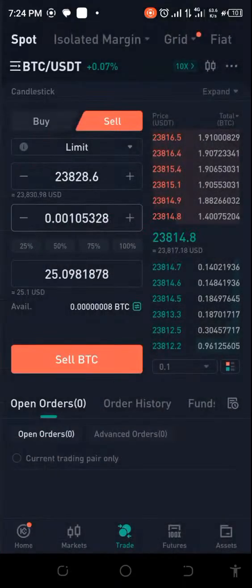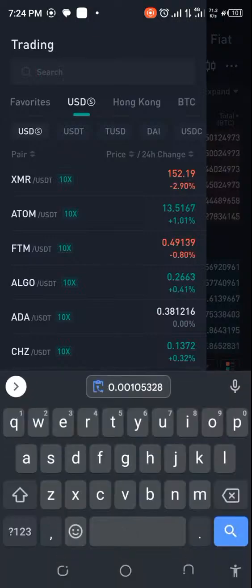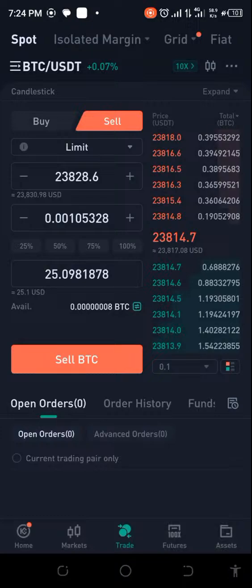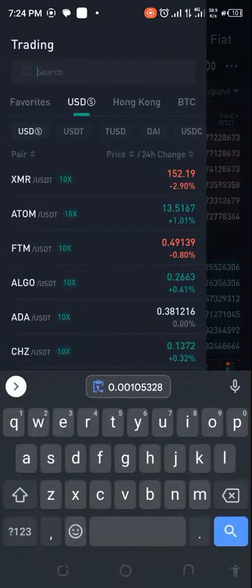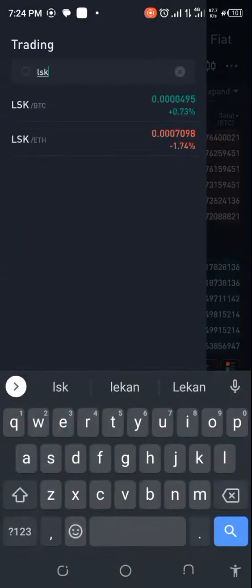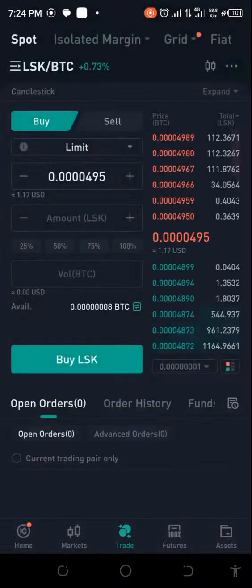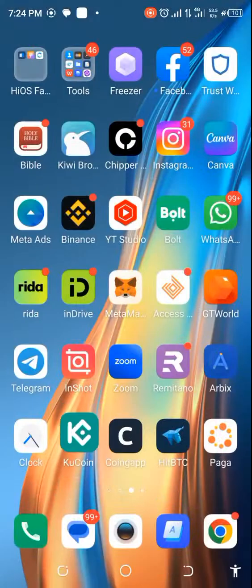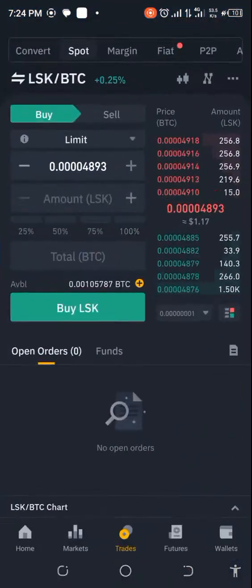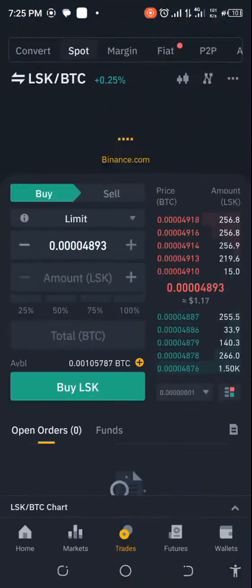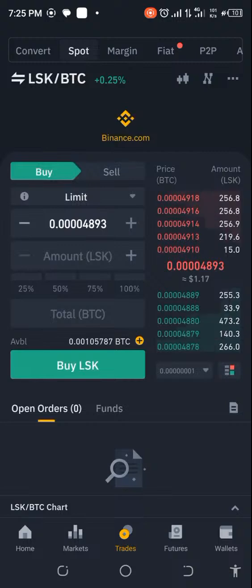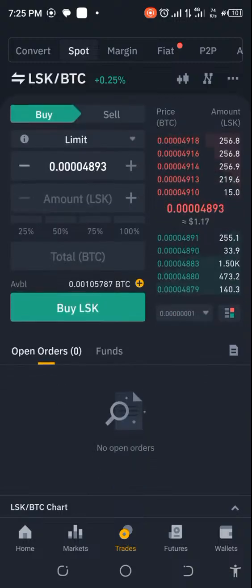So let me go back and see whether I could leave it in the queue and still get something good for it. Okay, let's go ahead. We're talking about LSK BTC. All right, no, that's not ETH. We don't want ETH, we want BTC. So it's still here at 495. Let's go back in here, and we are going to try and sell this by a limit, of course, and then see if we can get this by buying LSK with BTC.